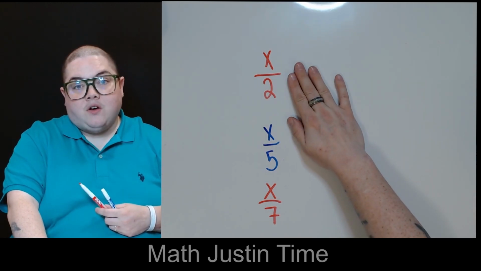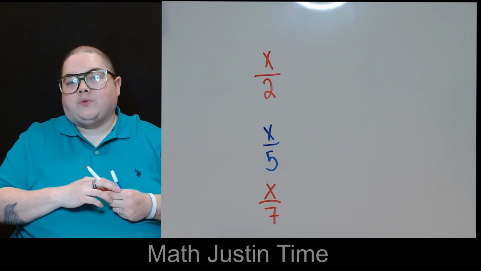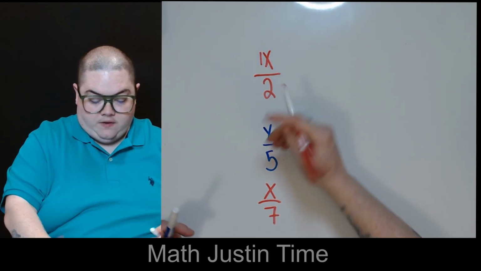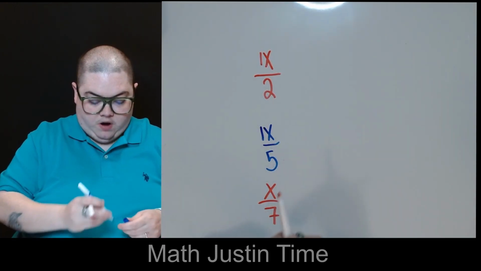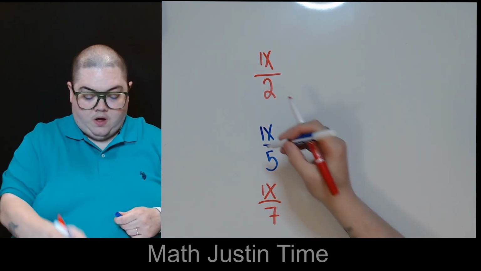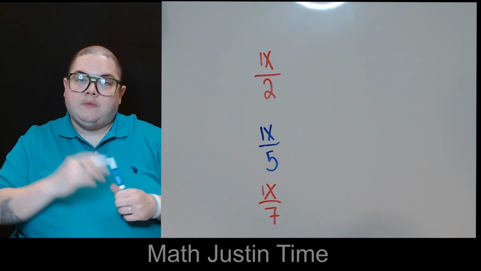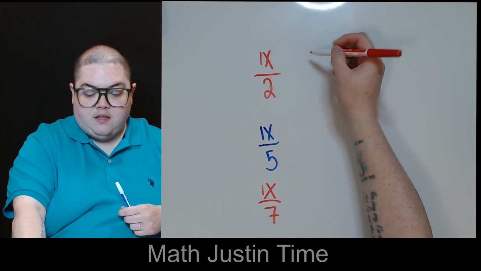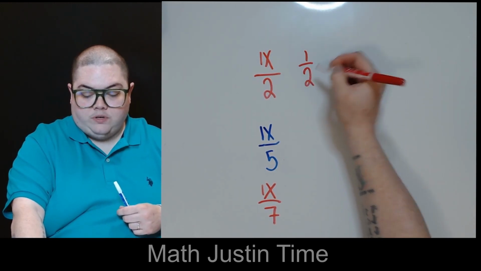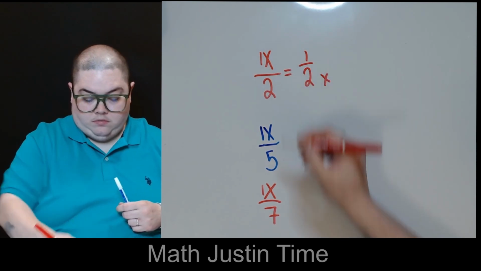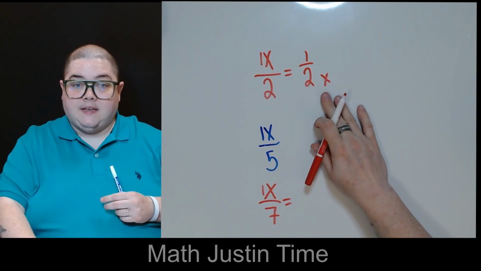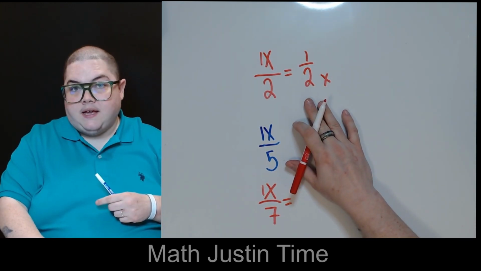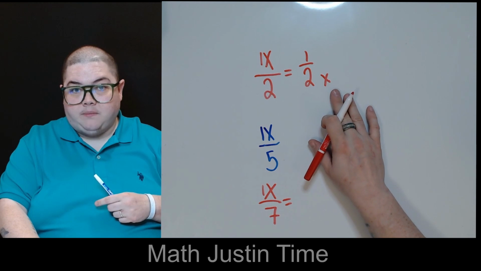So if we have x over 2, there's another way to write this. We assume that there's a 1 here, for all of these, but we don't really write it. Something that's really important to know is if you have this, you can take the number out like this. You can take the x and move it over. And this is the same thing as saying 1/2 times x.